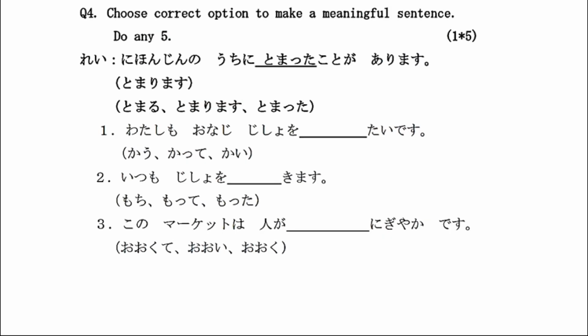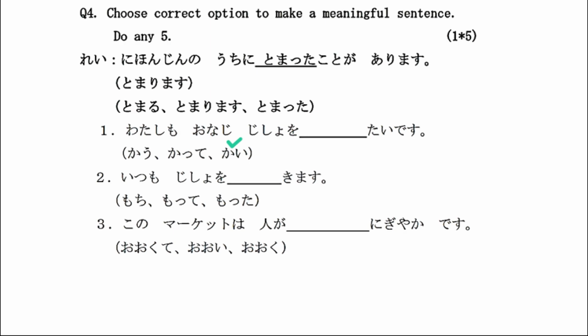In part A, the fourth question is choose correct option to make a meaningful sentence. Let us see the first sentence. From the options you can make out that the verb is kaimasu, which means to buy. And to describe the want to do something, we have to use the tai form. In case of kaimasu, it is kaitai. So the correct option will be kai, and the sentence will become Watashi mo onaji jisho o kaitai desu.